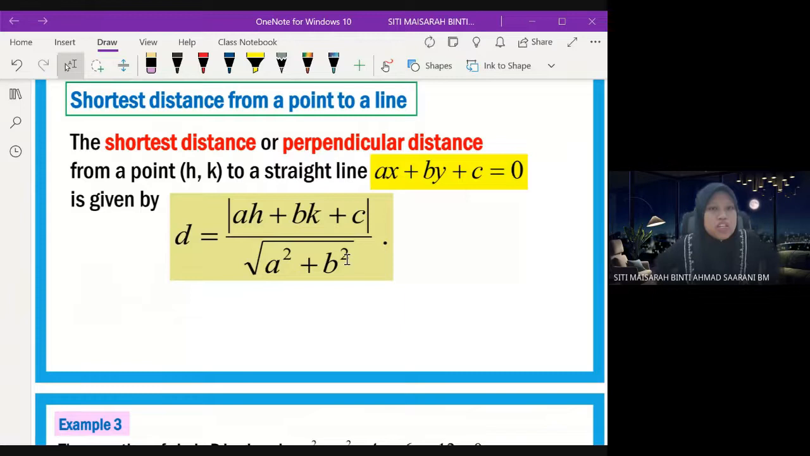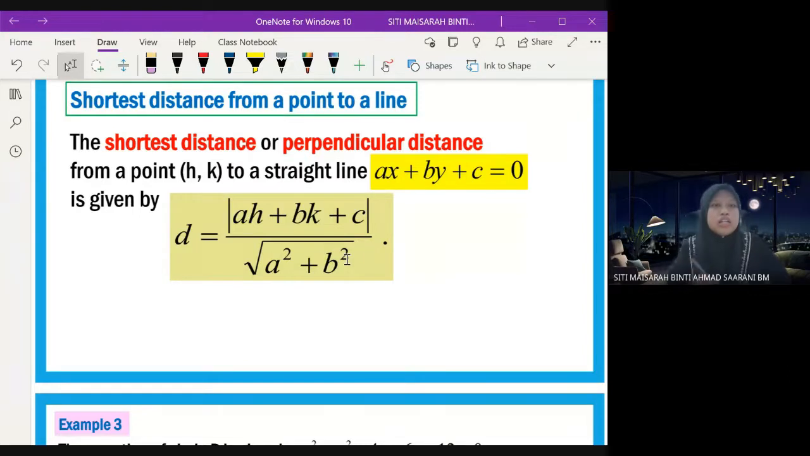This is involving shortest distance from a point to a line. Shortest distance. Maksudnya jarak yang paling pendek lah. The shortest distance or perpendicular distance. Dia ada dua nama lah. Kadang-kadang kita guna shortest distance, kadang-kadang kita guna perpendicular distance. Okay, from a point HK to a straight line AX plus BY plus C is equal to 0 is given by D equals to modulus AH plus BK plus C over square root A square plus B square.